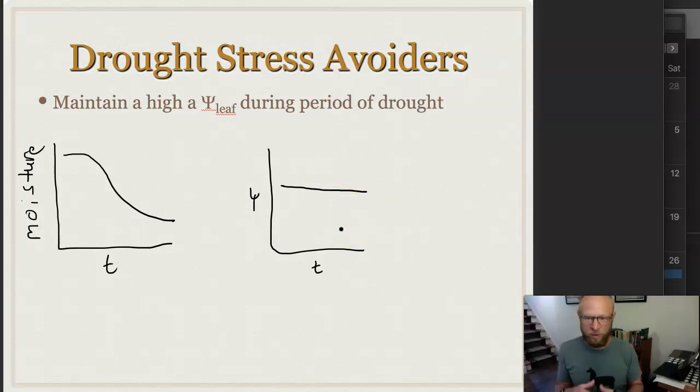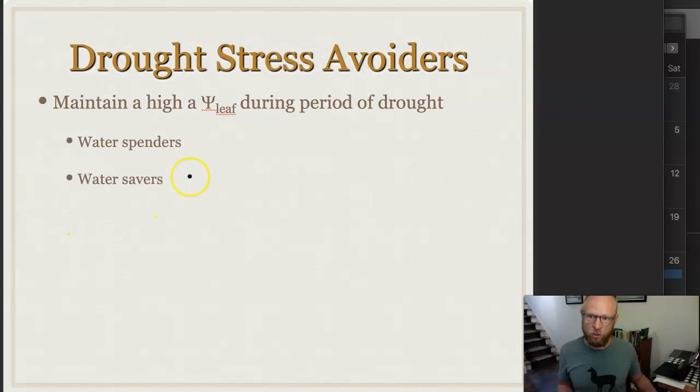So that tells you that the tissues of that plant don't even know that it's a drought environment, right? Or drought conditions, because they think they've got all the water they need because water potential is staying relatively high. All right? So they're avoiding drought conditions or pretending they don't even exist. And there's two categories of drought stress avoiders: water spenders and water savers.